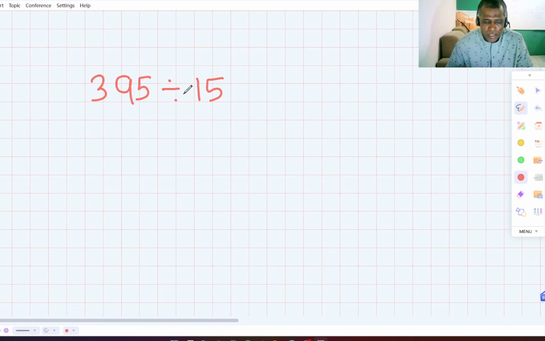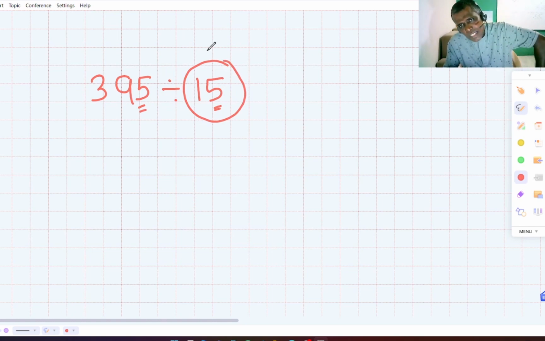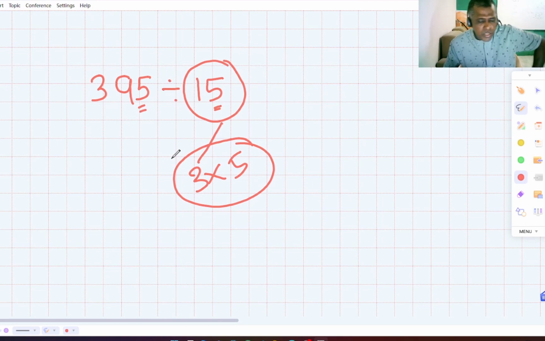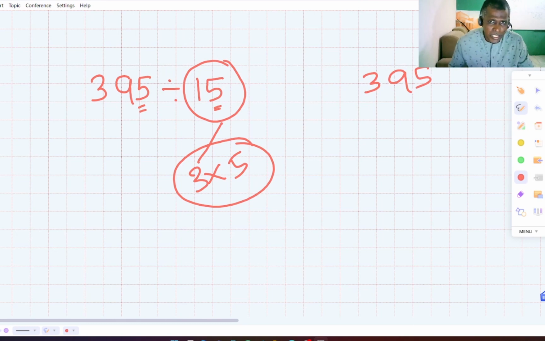I know that these two numbers are ending with 5. That means to make this 15, I can use 5. Why? 3 times 5 is 15. This number is also ending with 5, that means this number is also a multiple of 5, divisible by 5. So what is the other number that helps to build this number? If I divide this number by 5, you will get that number.